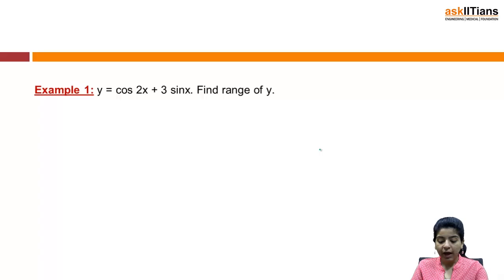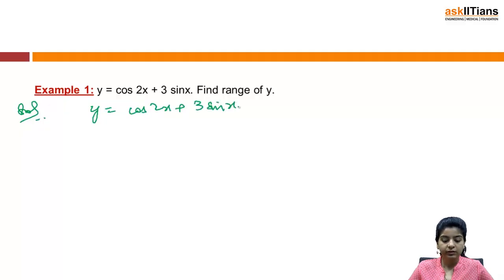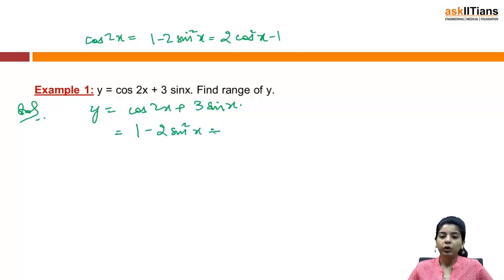The first example that we have is y is cos 2x plus 3 sin x. Find the range of y. So y is given as cos 2x plus 3 sin x. I can write cos 2x, if you remember, cos 2x can be written in various forms. We can write it as 1 minus 2 sin square x, or you can write it as 2 cos square x minus 1. So I write here as 1 minus 2 sin square x because I have another function of sine. So this is what I have, right?